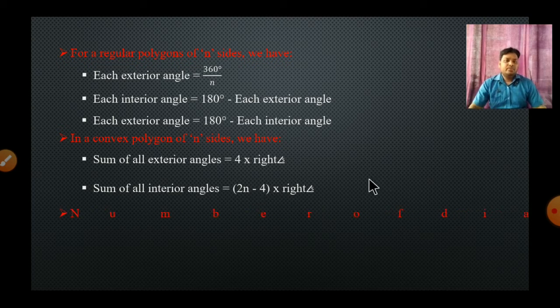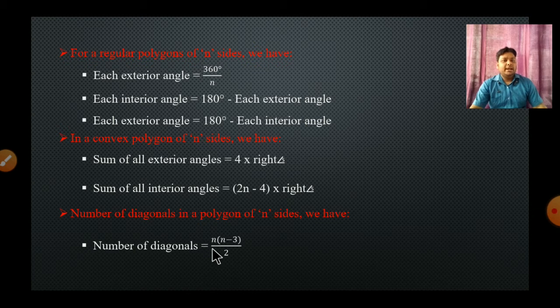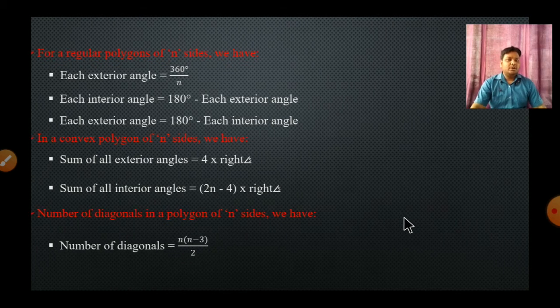Okay, students. Now, if you have to find the number of diagonals in a polygon of n sides, then we can apply the formula n into n minus 3 by 2. Here n is again the number of sides. Okay, students. So let's see some examples.